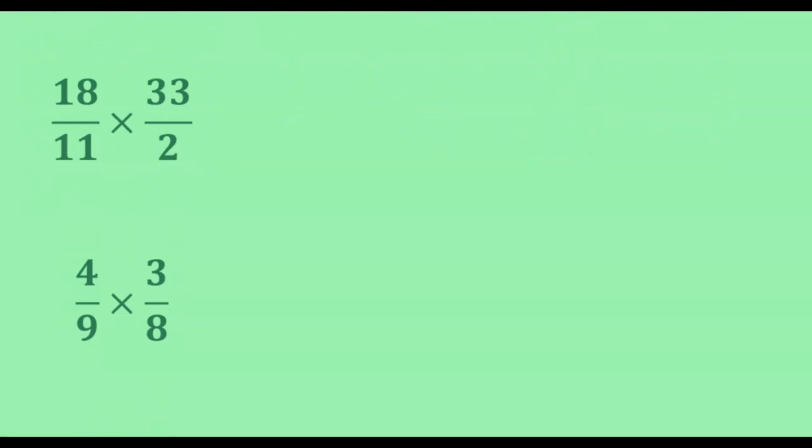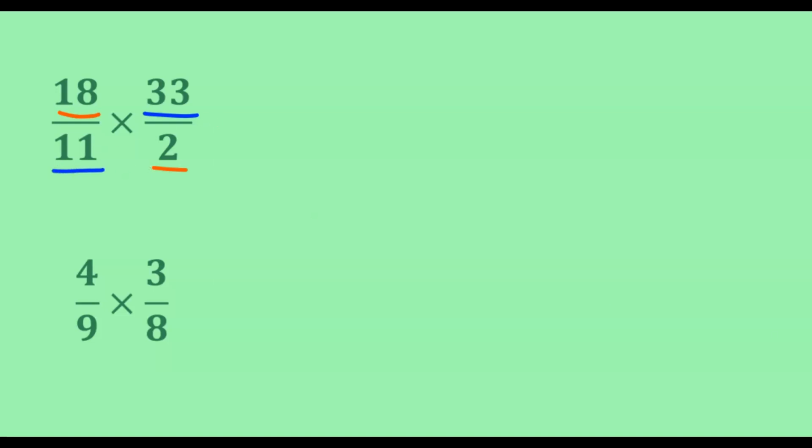Here we have 18 over 11 times 33 over 2. So what is the numerator of the first fraction? That is 18. And what is the opposite denominator? That will be the denominator of the second fraction, that is 2. Next, consider the numerator of the second fraction, which is 33. And what is the opposite denominator? That will be the denominator of the first fraction, that is 11.